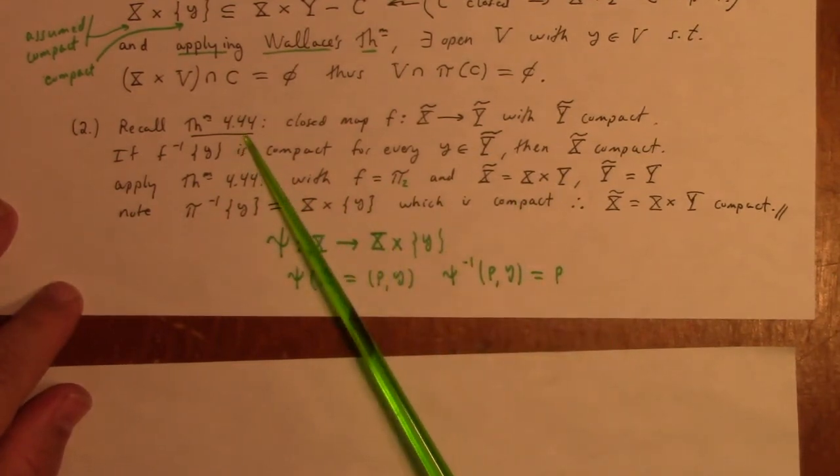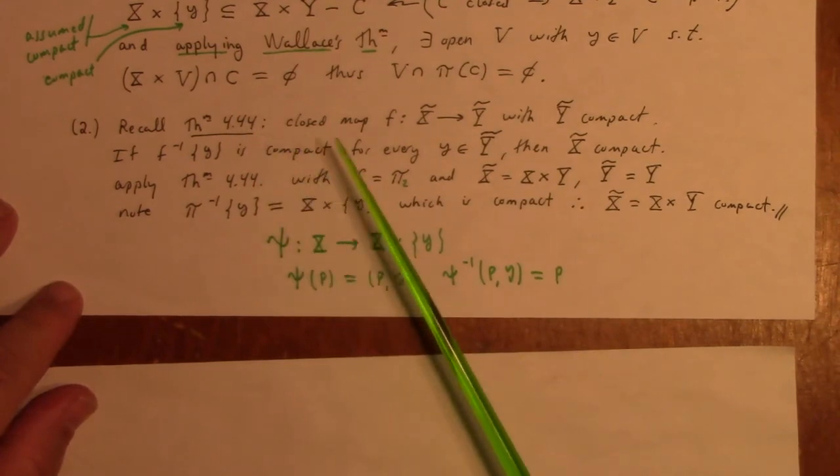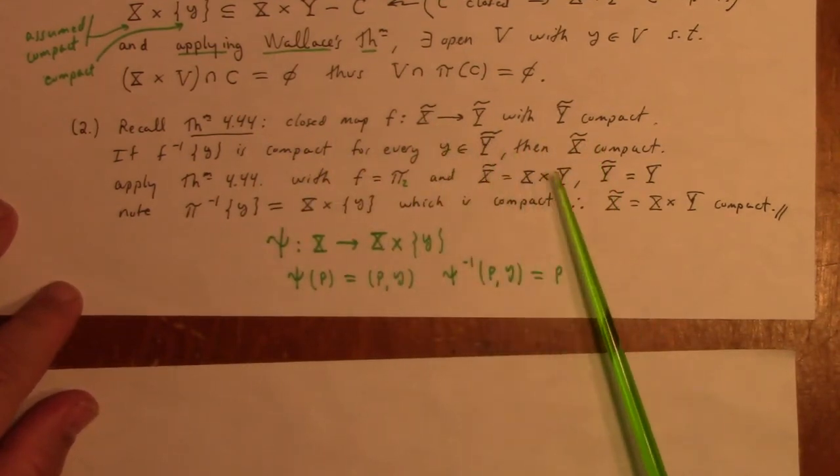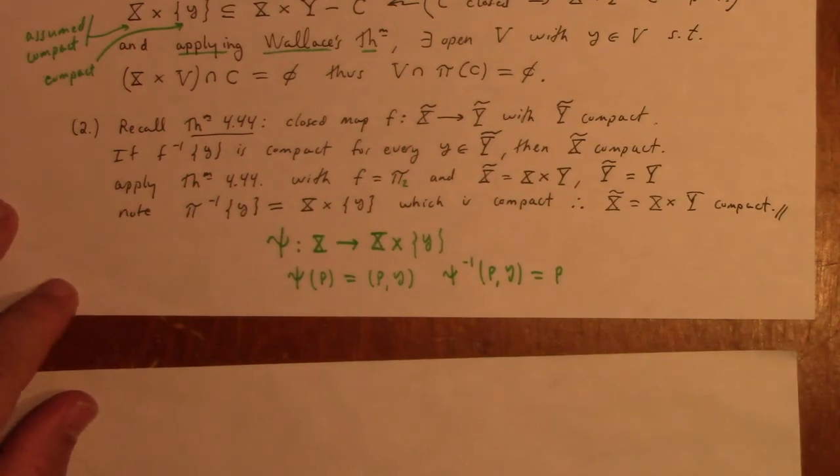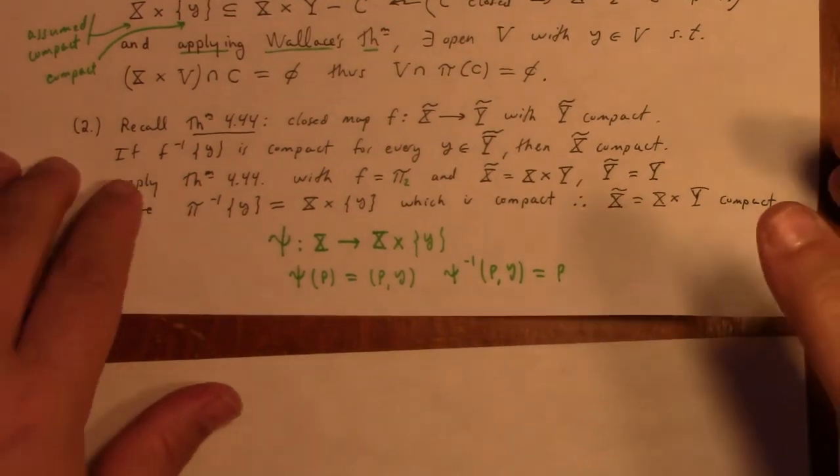But then we can apply Theorem 4.44 to get that X tilde, which is X cross Y, is compact. So, hooray, there it is.